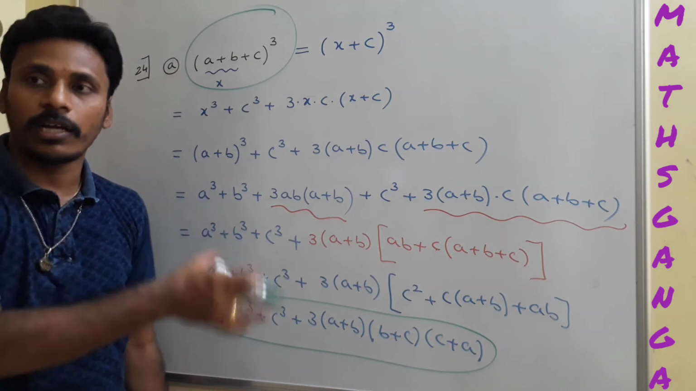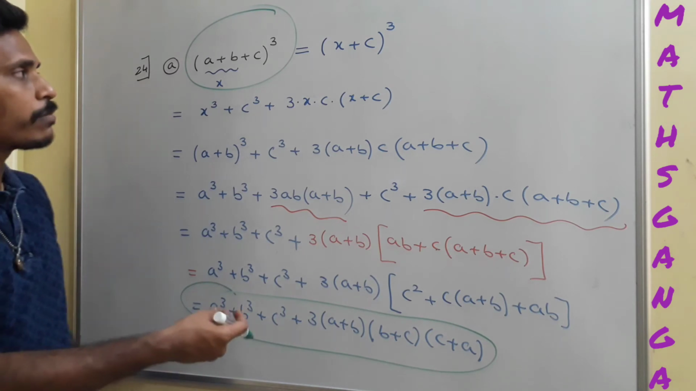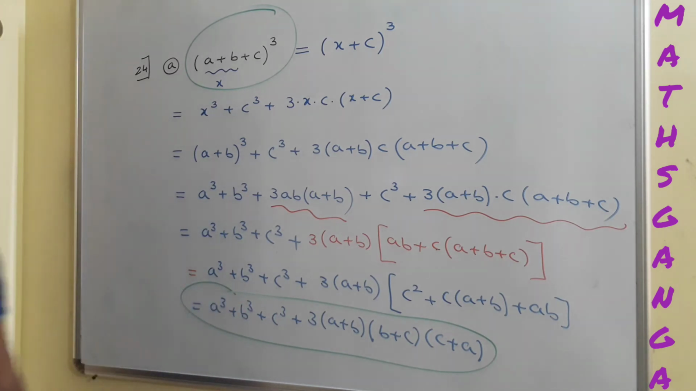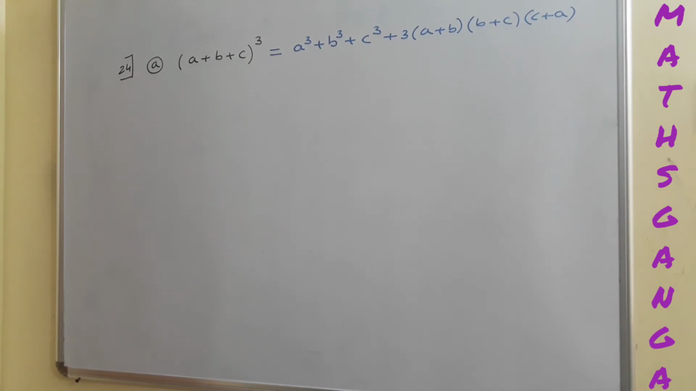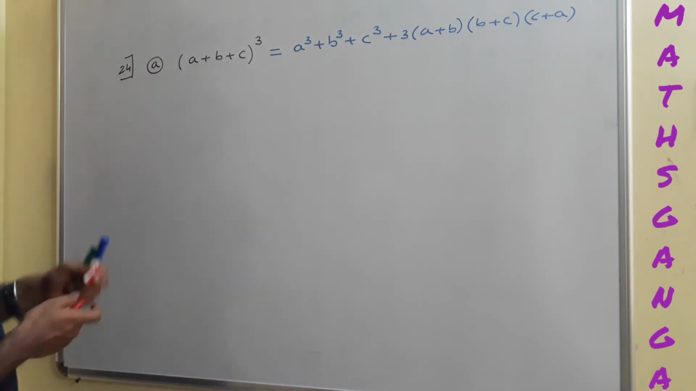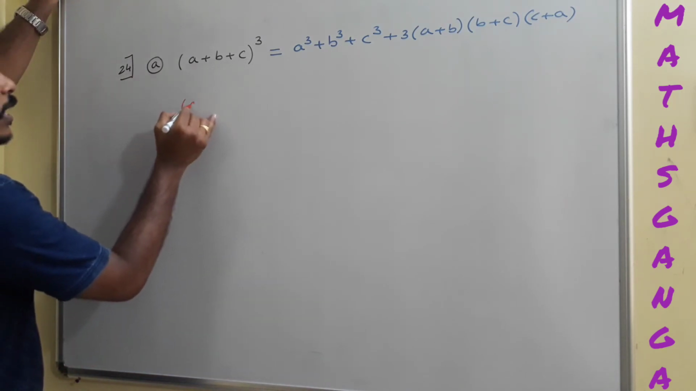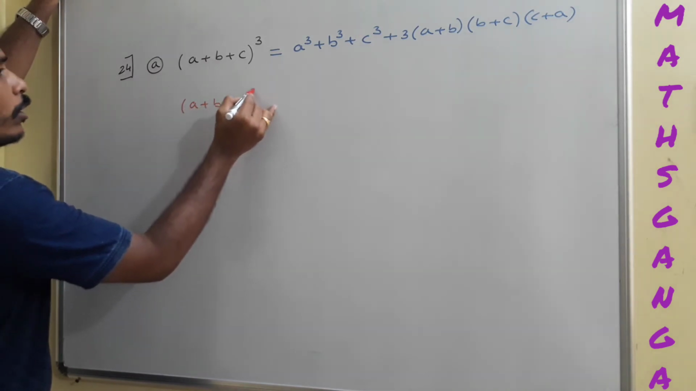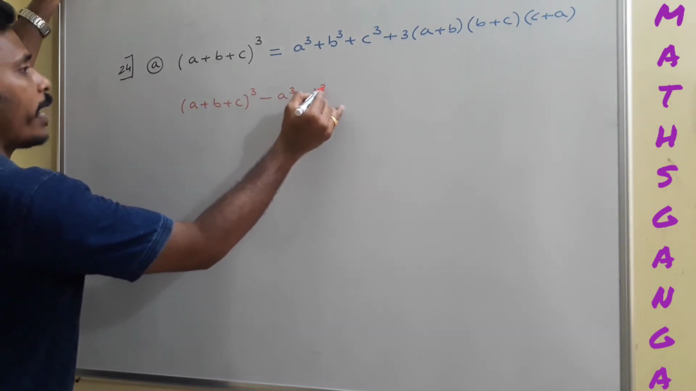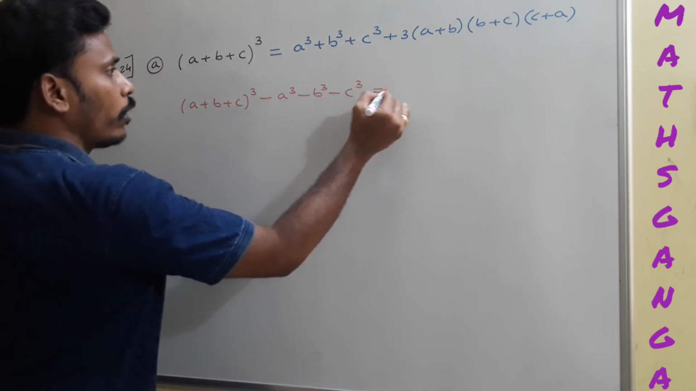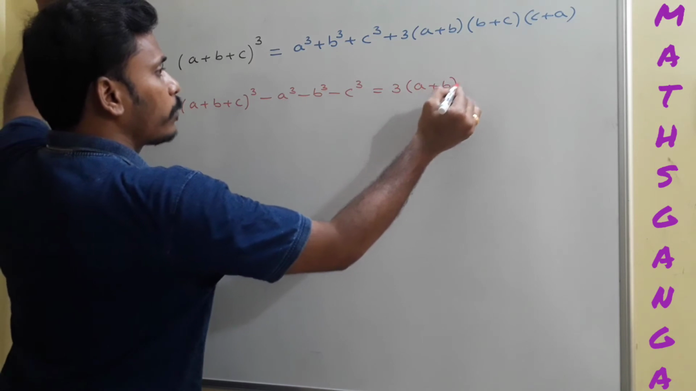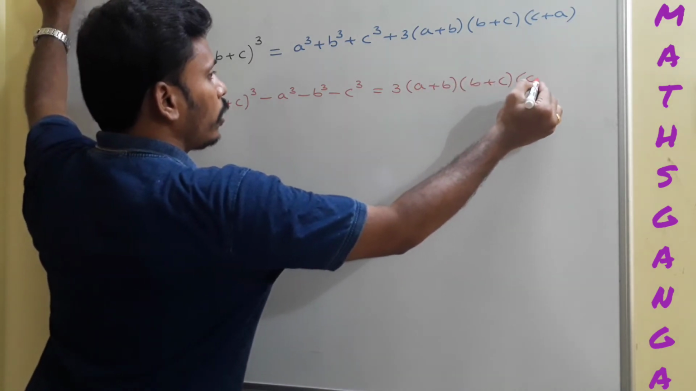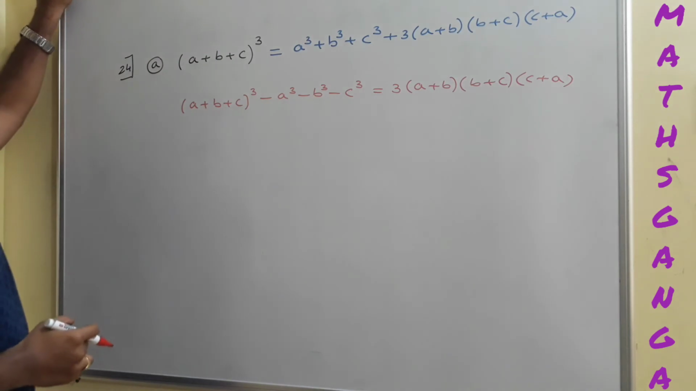That is the task. Just have a look, and using this I will give you some simple examples. So a plus b plus c whole cube is equals to a cube plus b cube plus c cube plus 3 times of a plus b into b plus c into c plus a. And if I rewrite it, I will get a plus b plus c whole cube minus a cube minus b cube minus c cube is equals to 3 times of a plus b into b plus c into c plus a. Okay, that's one thing you need to memorize.